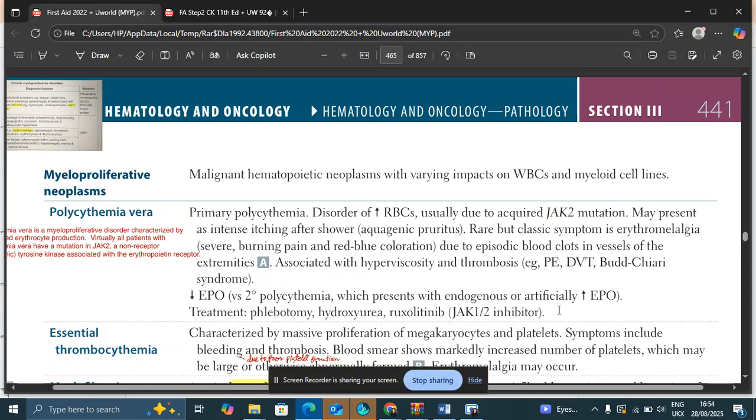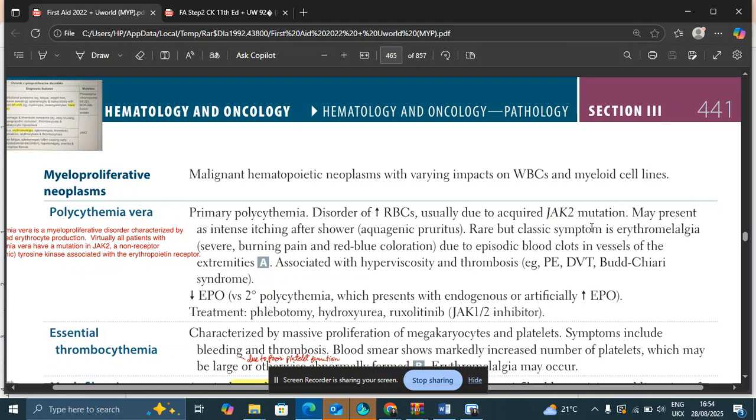Now, our today's topic of discussion is going to be primary polycythemia or polycythemia rubra vera, or in simple words, polycythemia vera. Polycythemia vera is a myeloproliferative disorder, a primary polycythemia. A disorder of increased RBCs, usually due to an acquired JAK2 mutation. So, primary polycythemia or polycythemia vera is due to JAK2 mutation. Secondary polycythemia can be due to hypoxia or excessive EPO secretion.